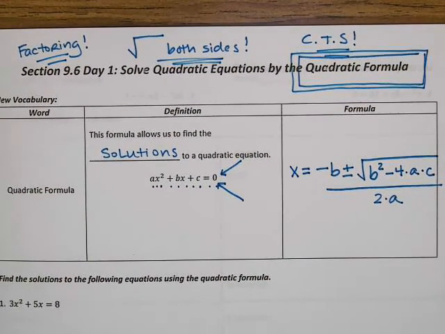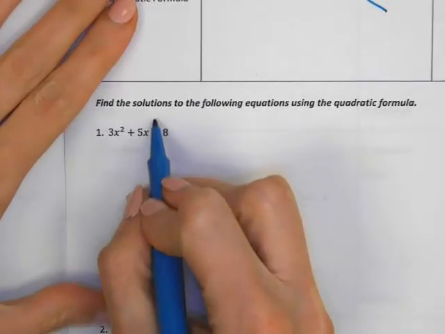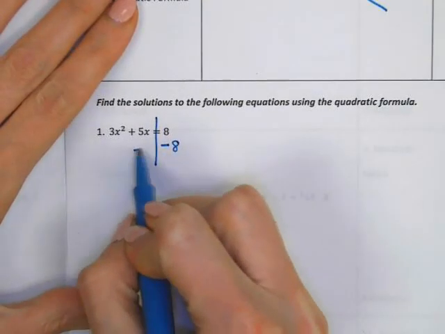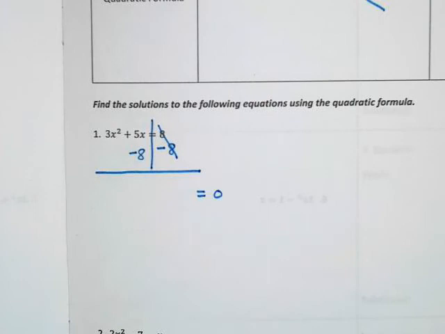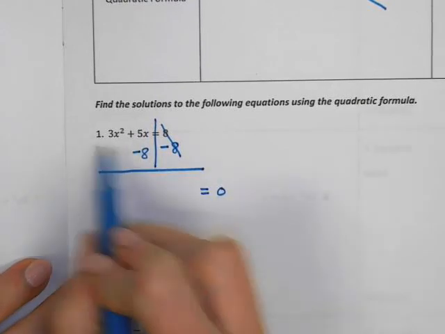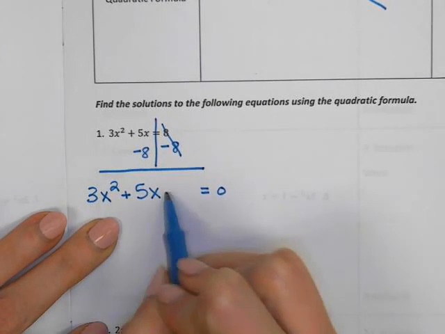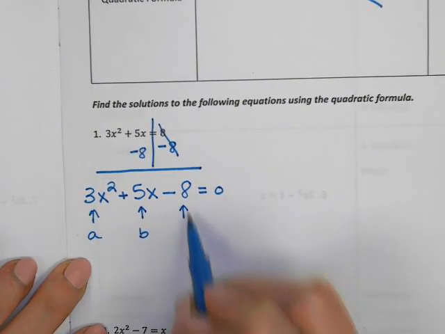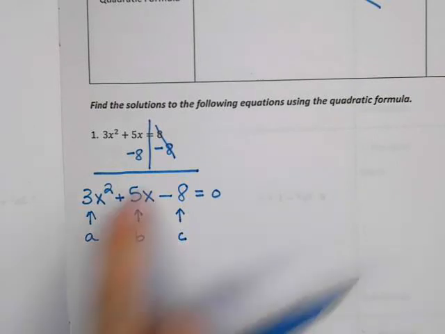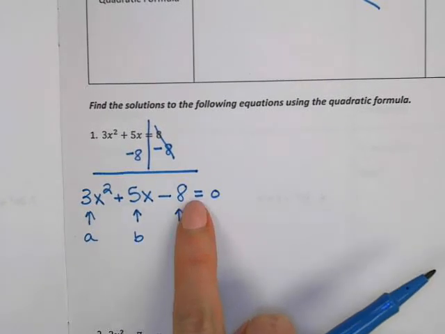All right, let's try one. So, number one, first thing, it's got to be in order, equal to 0. So if we draw the wall, don't you guys agree that we have to subtract the 8 over, right? It's got to equal 0. So let's subtract the 8 over, and then let's get a, b, and c in order. 3x squared plus 5x minus 8. Here's your a, here's your b, and here's your c. Don't actually subtract 8 from any of these because they're not like terms. Just put them in descending order.